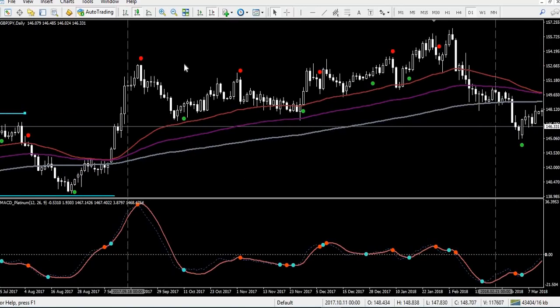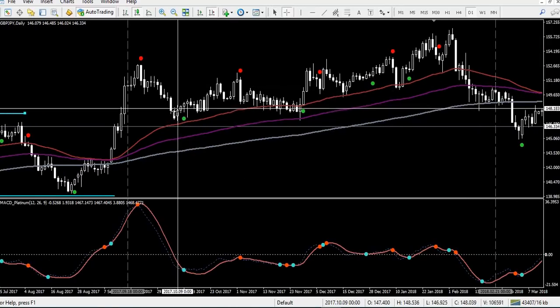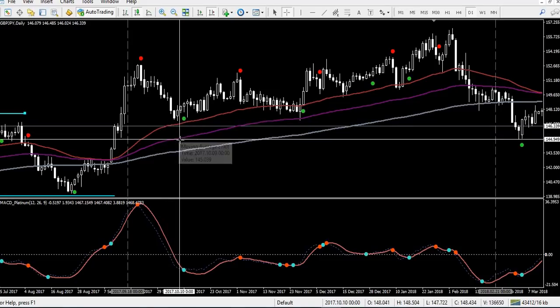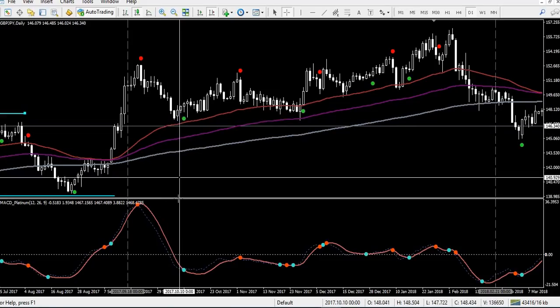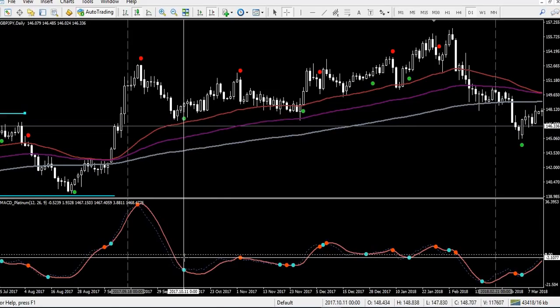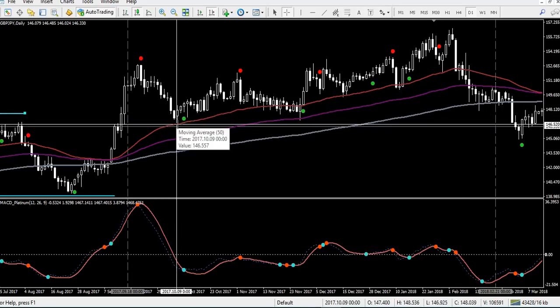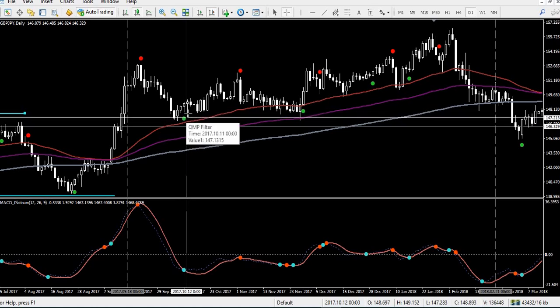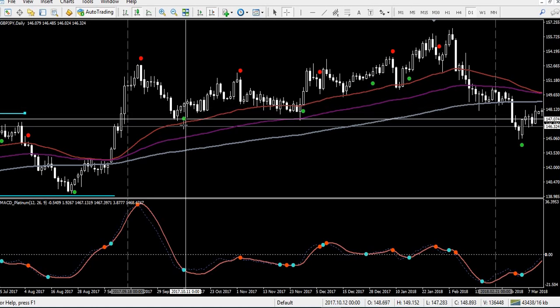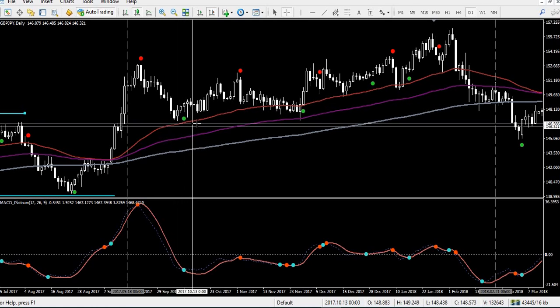I've got a few pips. Here we go. Prices come right back towards the MAs. You can see we're in an uptrend. We've got a blue dot below the MACD platinum, and we get a green dot on the QMP filter at the same time. It's come very close to the MAs. Buy signal. Take the buy on the open of the next candle. Stop below the lows there.